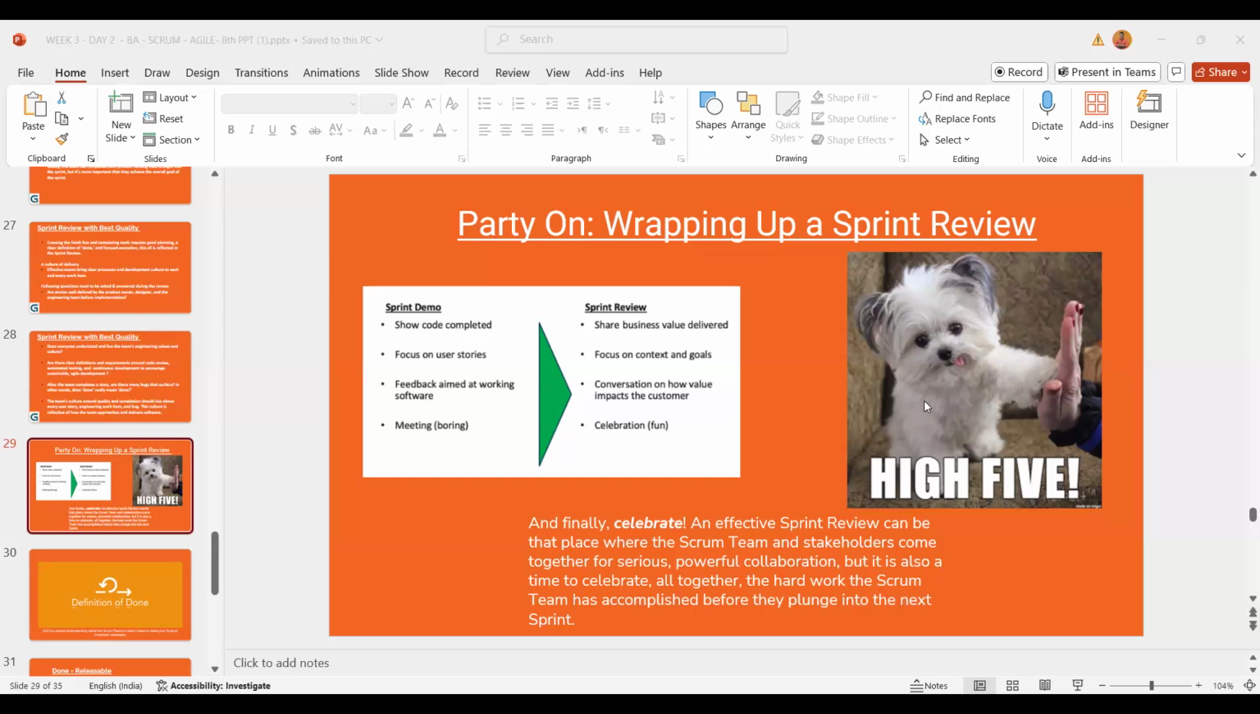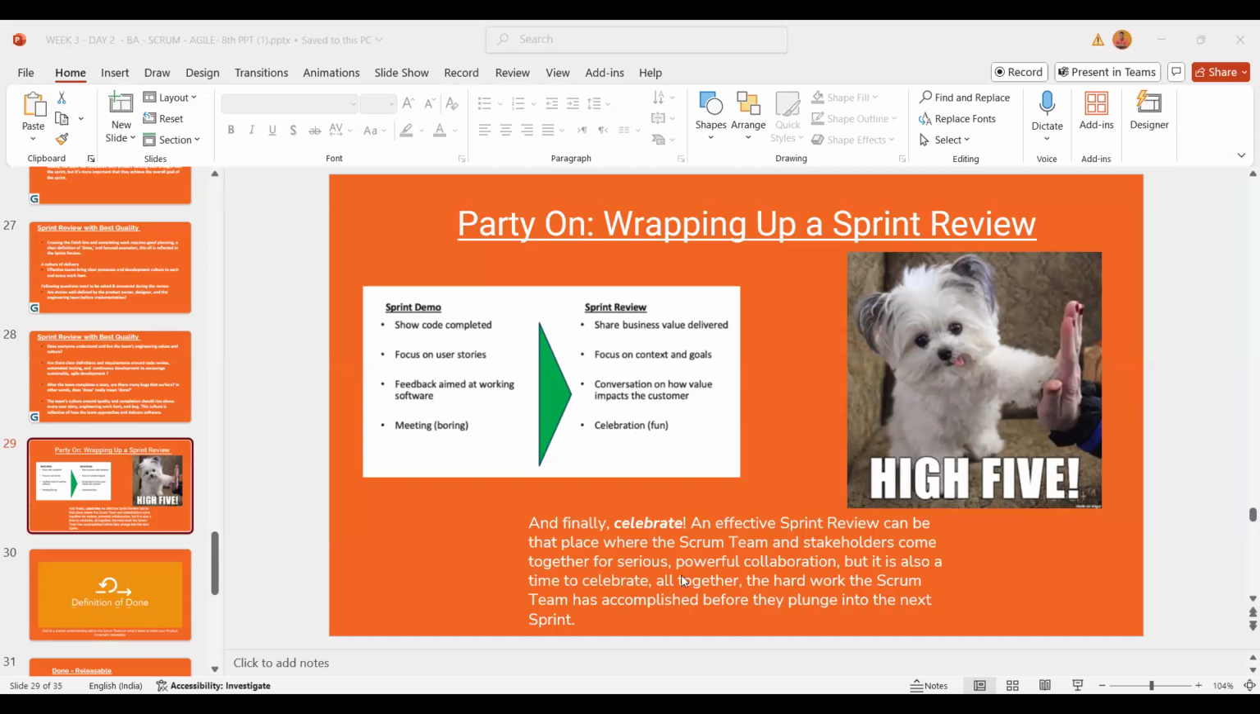It is more than the what. It is the how that creates the bigger picture, that creates the strength when it comes to software delivery. Conversation on how value impacts the customer. It's not just that the value you are going to deliver is done. How the customer is getting impacted, how their life is getting impacted. So that counts when it comes to sprint review. And at the end, you celebrate.